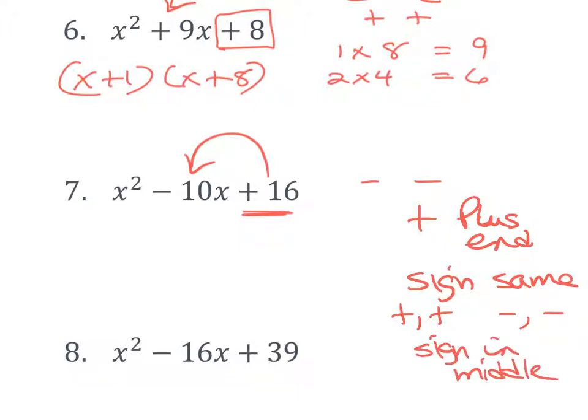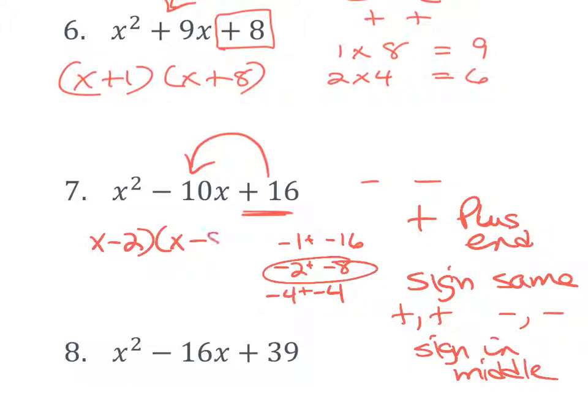So again, let's list the factors of 16. So the factors are ways to multiply to get a 16. Now I have more than just 2 this time. And they're both going to be negative. So -1 times -16, -2 times -8, -4 times -4. And then I'm going to go back until I find the one that when I add them, gives me -10. And I can see it's this middle one. So my 2 binomials are x minus 2, x minus 8.